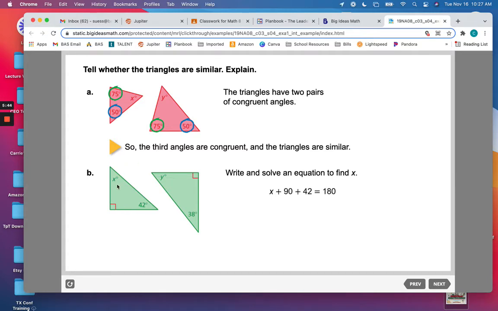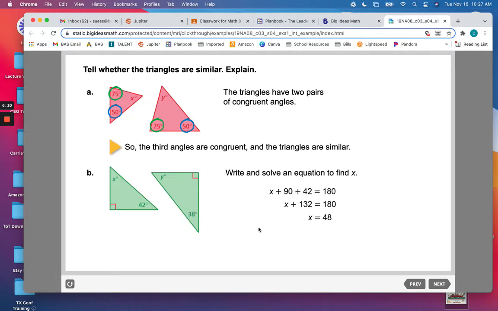Okay, so we can't compare x directly to y, but we could see if x equals 38. So we're going to solve for that. So what's 90 plus 42? 132. Yep, write this in your journals, guys. And then we subtract 132 from 180. What do you get? 48.